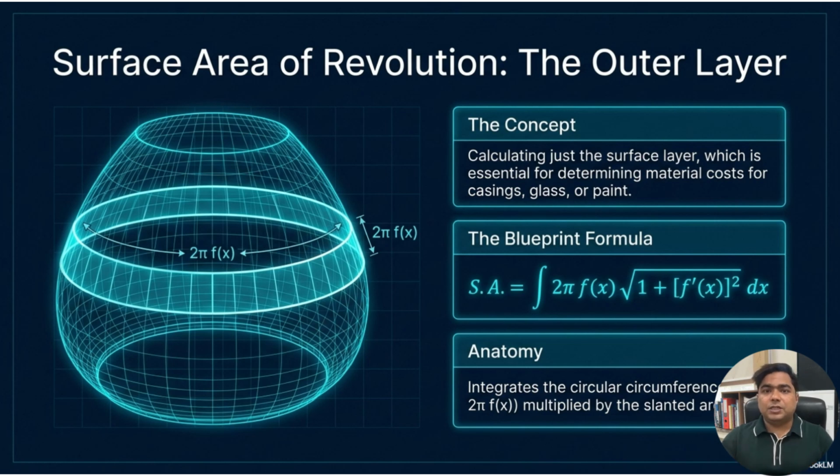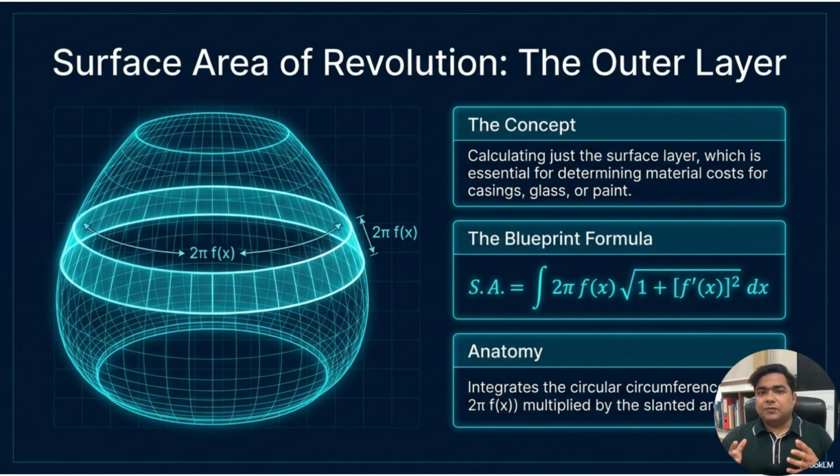The formula shown here is SA equals the integral from a to b of 2 pi f of x times the square root of 1 plus open bracket f prime of x close bracket squared dx. Verbally, we say surface area equals the integral from a to b of 2 pi times f of x times the square root of 1 plus the derivative of f of x squared with respect to x.